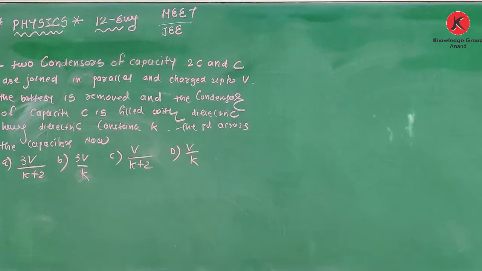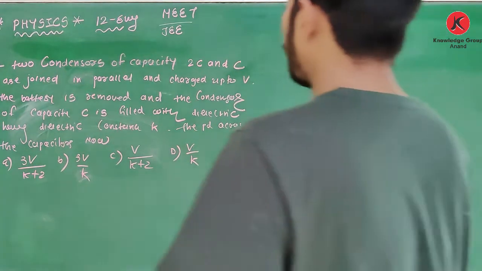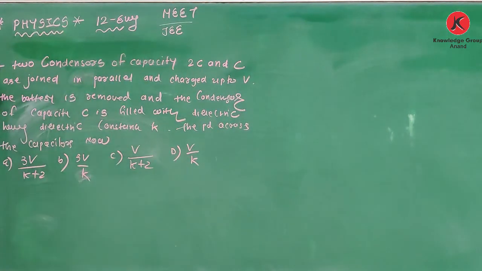Now next question, C. Two condensers of capacity 2C and C are joined in parallel and charged up to V. The battery is removed and the condenser of capacity C is filled with dielectric having dielectric constant K. Then the potential across the capacitors now. See, first of all, I will draw case 1. What is case 1? First figure, first condition.